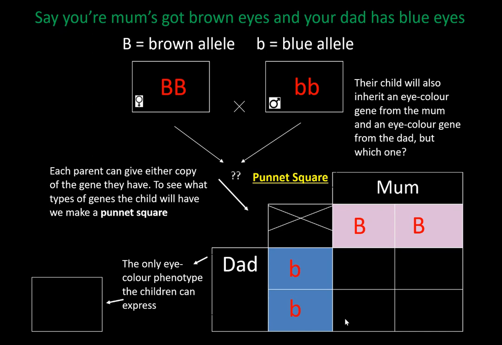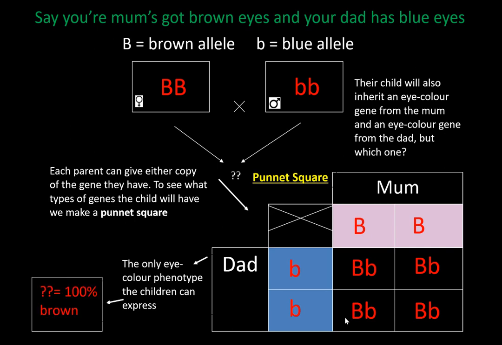What we would do then is we would go down the column and across the row and put them in pairs. So here we've got big B, little b, big B, little b, big B, little b, big B, little b. So in this example, we can see that there is only one eye colour phenotype the child can express. It's the heterozygous, so it will be the dominant allele, 100% brown.